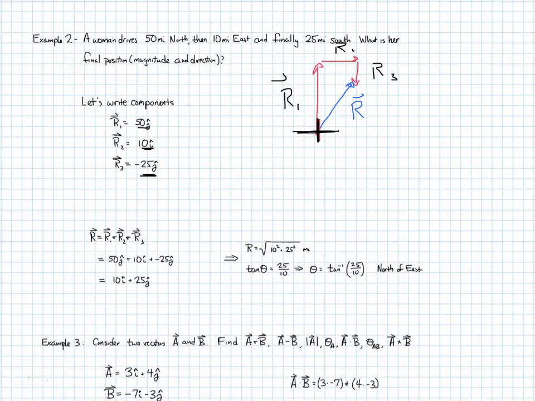So now I just have to add the components, and remember I add like components. So it's 50j plus 10i minus 25j. So when I add the j's, I get 50 minus 25, that one, and 10i.